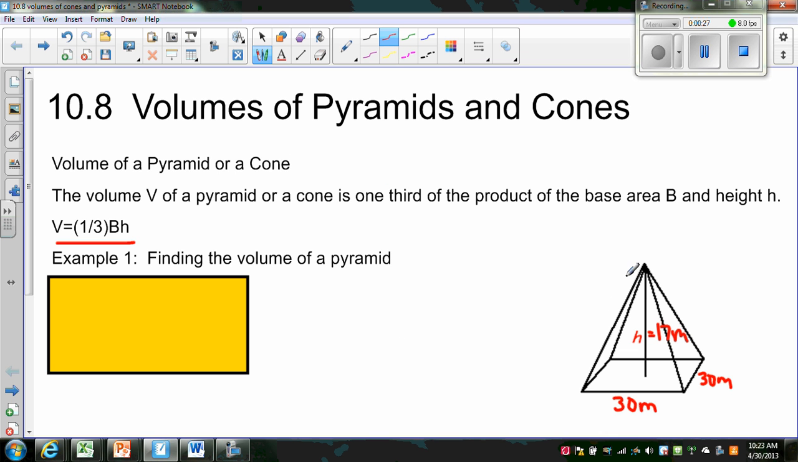So in this case, we're not using the slant height, we're using the height from the center of the base to the point.